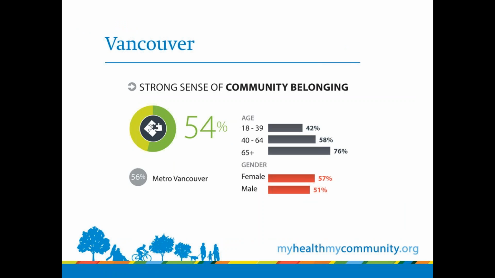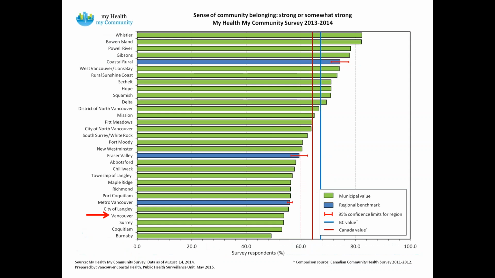So another thing we wanted to look at was the sense of place, so a strong sense of community belonging. This is an example of Vancouver. Over half of them said they felt like they had a strong sense of community belonging. When you divide that up by age, you see that it definitely increases as you get older. And also the gender split is fairly even, but females feel a stronger sense than males. But this data really allowed us to dig into this piece.